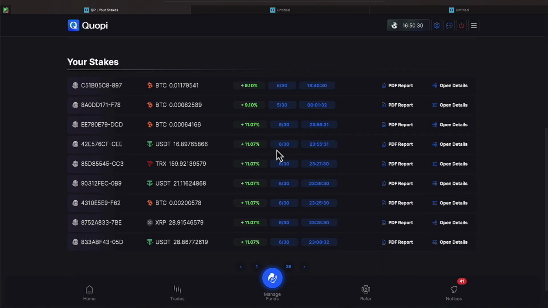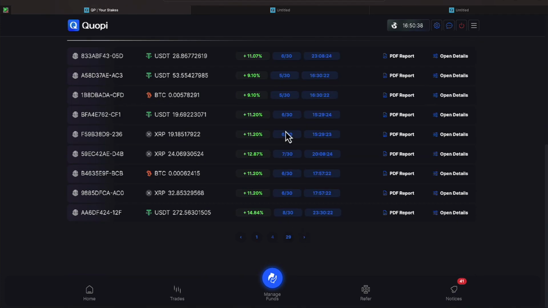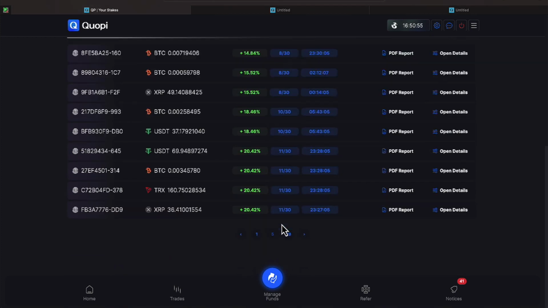And on 6 days of trading, Quopi has achieved 11.07, which we had already went over. So let's go ahead and go to 7 days. 7 days, Quopi has achieved a 12.87. And on 8 trading days, Quopi has achieved a 14.84. And you can see we gave Quopi $272 over here on this stake. So again, that stake has made 14%+. And on 9 trading days, Quopi has achieved a 15.52.